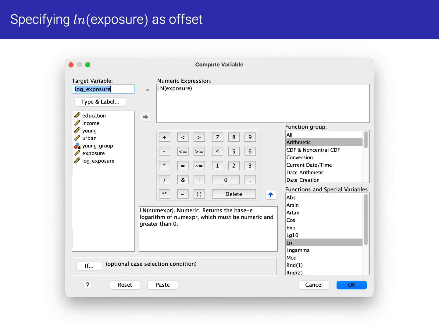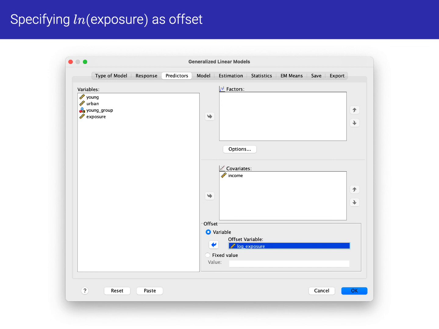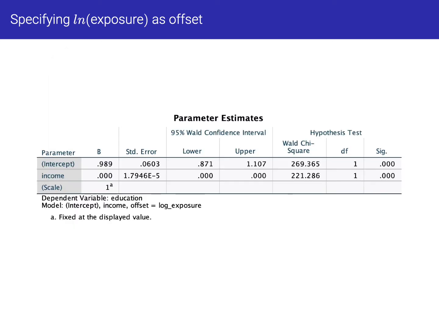So it's important to note here that if you want to use as offset the logarithm of exposure, you're going to have oftentimes to compute it. In this example in SPSS, I took the exposure and I just used the ln function on it to compute the logarithm of the exposure. And then when you're in the generalized linear model menu, you can actually provide the offset variable directly when you specify your predictors. Okay, and so once you have that, you can then fit your model.